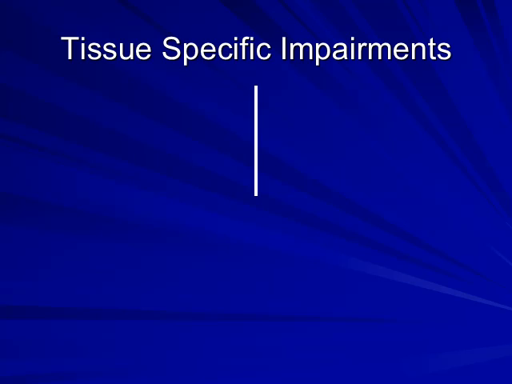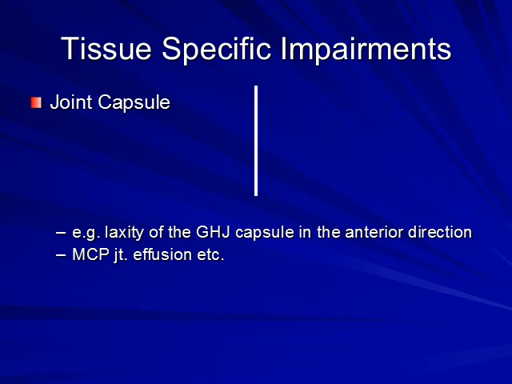So let's talk about some tissue-specific impairments. On the left side is the tissue, on the right side are the potential impairments, and then we'll put them together and make a tissue-specific impairment. So the tissue is the joint capsule. Maybe it's the MCP joint capsule. Maybe it's the talocrural joint capsule, but it's a joint capsule.